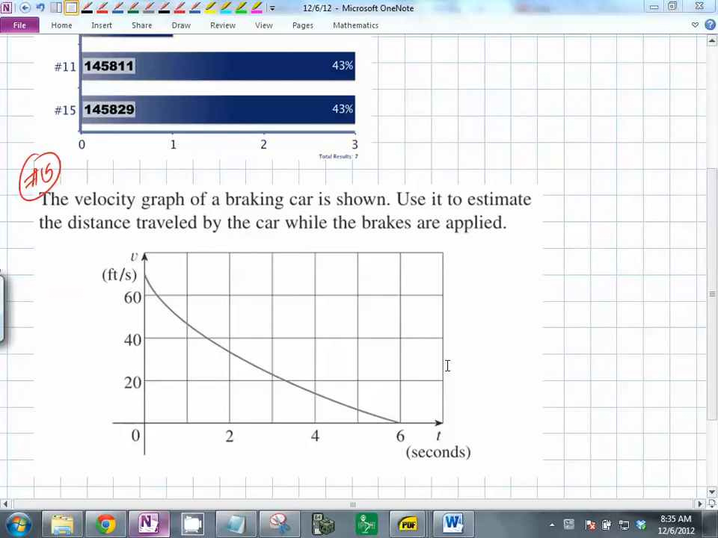The velocity graph of a braking car is shown. Use it to estimate the distance traveled by the car while the brakes are applied. How are you going to figure that out? Well, I'll give you a simpler model so you can figure it out yourself.